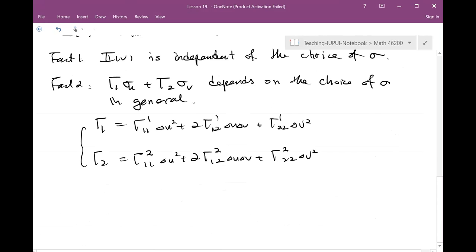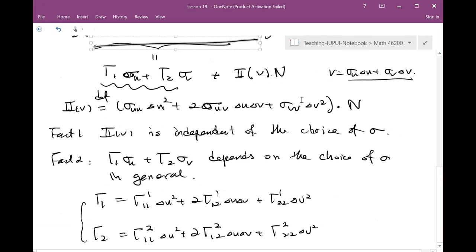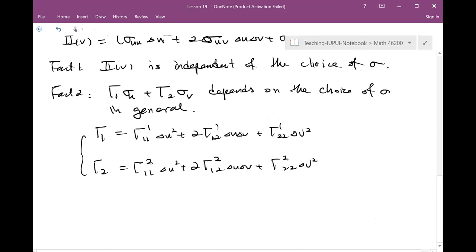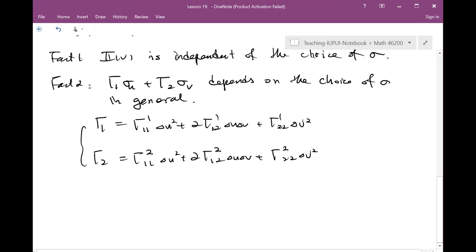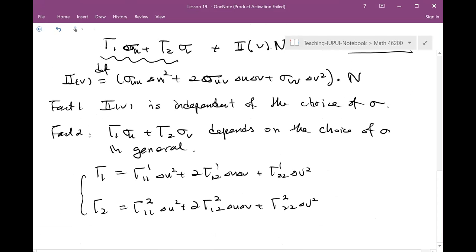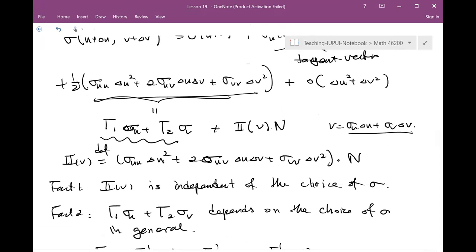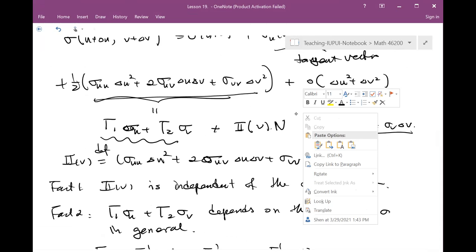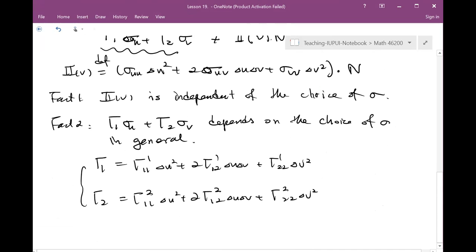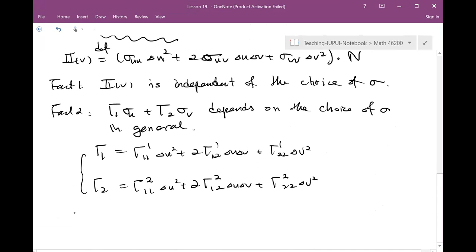So the point is, how do you find gamma 1, gamma 2? To determine gamma 1, gamma 2, all you have to do is take the inner product with sigma u and sigma v, I think. Okay, the inner product with sigma u, and then again the product with sigma v.